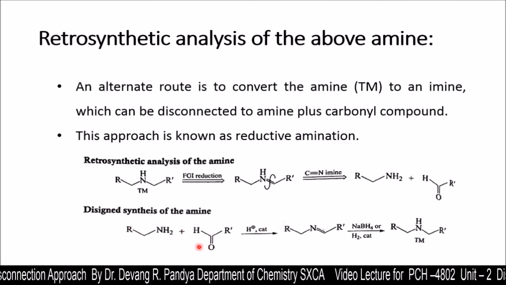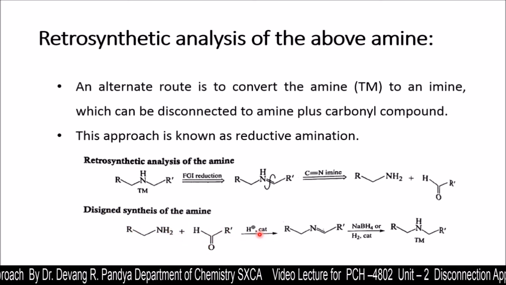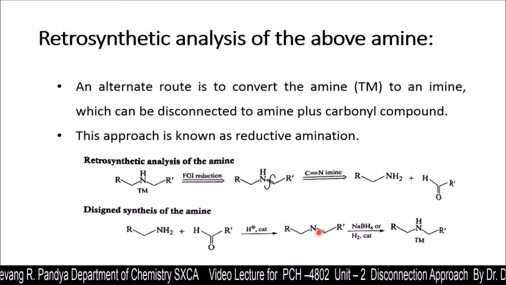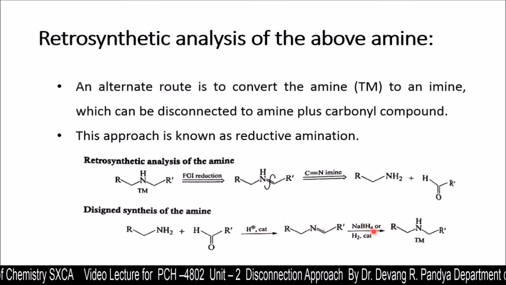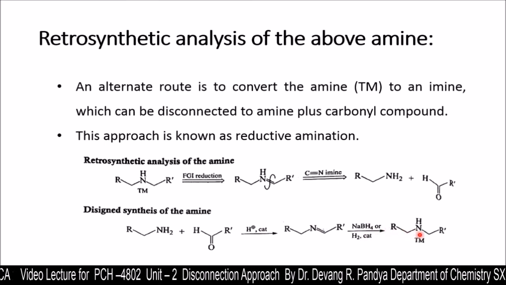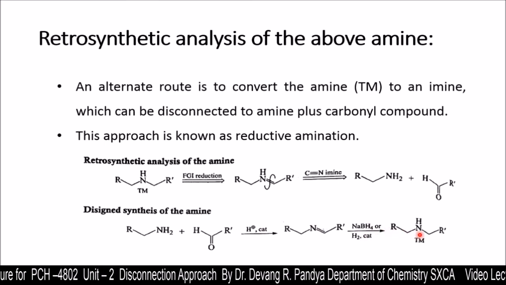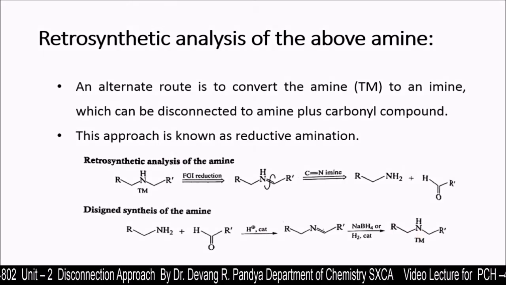Now this is the design synthesis: the aldehyde is treated with amine in the presence of an acid catalyst. We are going to get this imine linkage, and then treating with sodium borohydride, reduction would occur, and we are going to get the target molecule. So these are the two workable options using FGI.